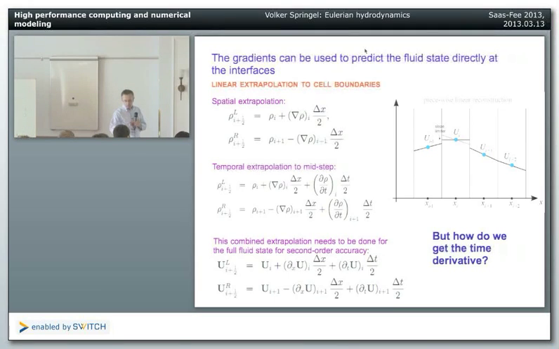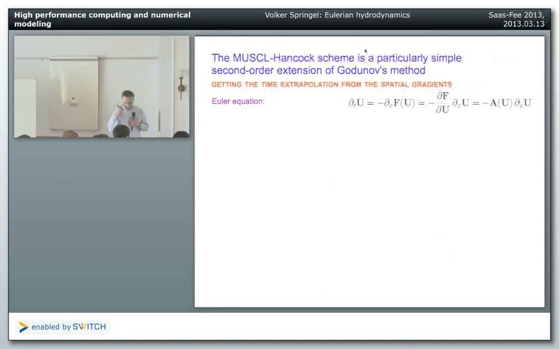Because we don't know the future yet, right? So that's what we want to calculate. So how do we get the time derivative? We cannot get it by finite differencing. But there's a simple trick to get this. And that's done in the so-called MUSCL-Hancock scheme, which is very popular for that reason, because that's doing this in a very simple way. We look at the Euler equation again.